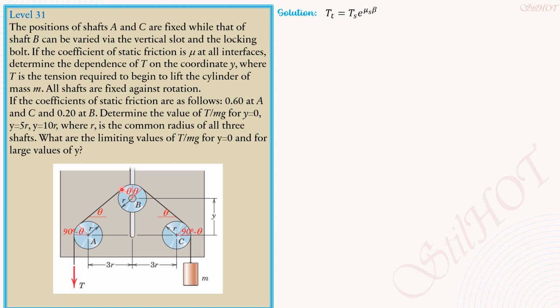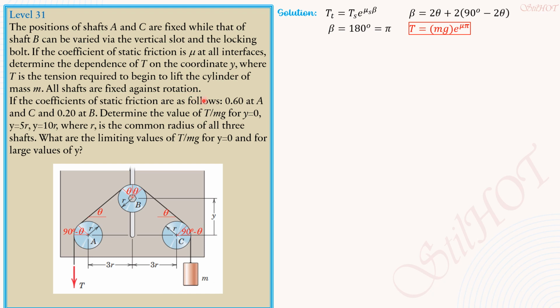The total angle of contact, therefore, for this general position is 2 theta plus 2 times 90 degrees minus theta, which simplifies to just 180 degrees or pi. We then substitute into this equation where the tight tension is T, the slack tension is mg, then e to the mu sub s beta. So that's the answer to the first part.